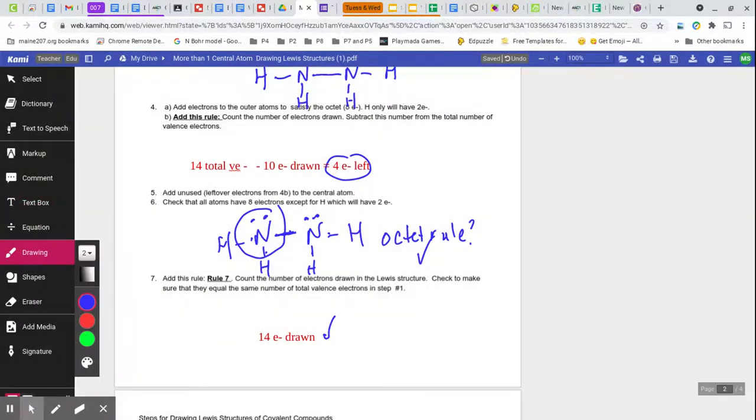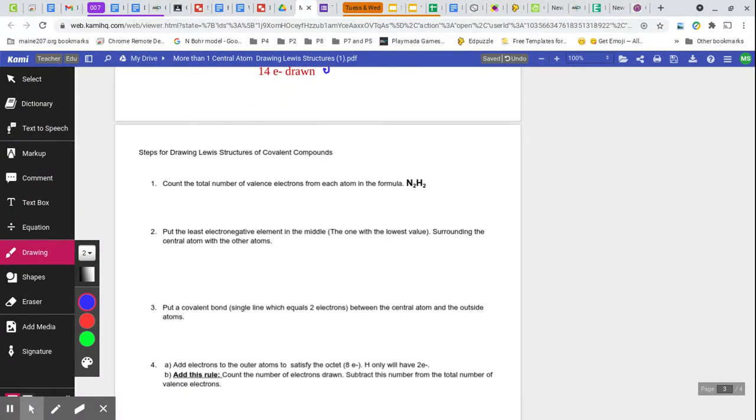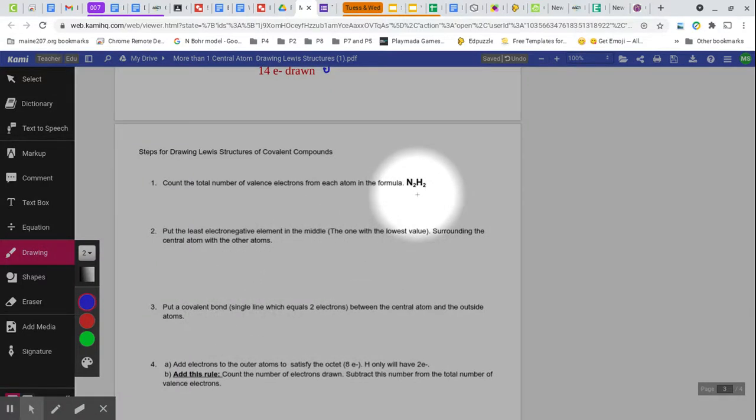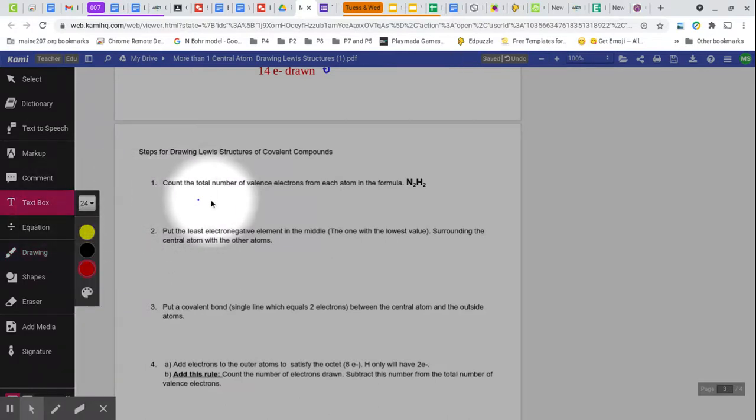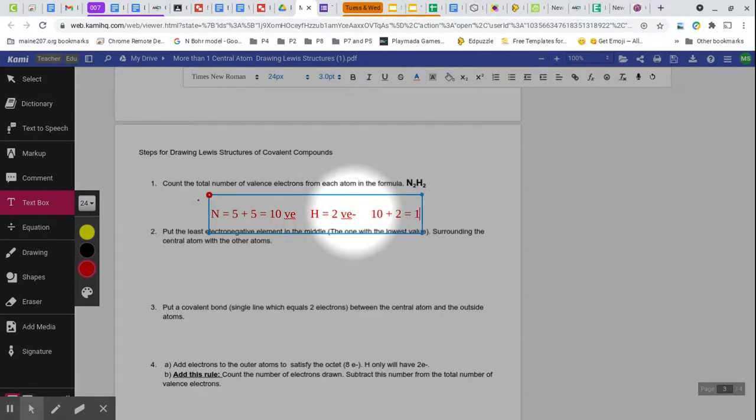And they equal. Check. Okay, and now we have one more example. Count the number of valence electrons in N2H2. So it's very similar to the last one, except we have 2 less hydrogens. So we have N equals 5 plus 5, which is 10 valence electrons. And then H equals 2, because 1 from each hydrogen. So 10 plus 2 equals 12 valence electrons.